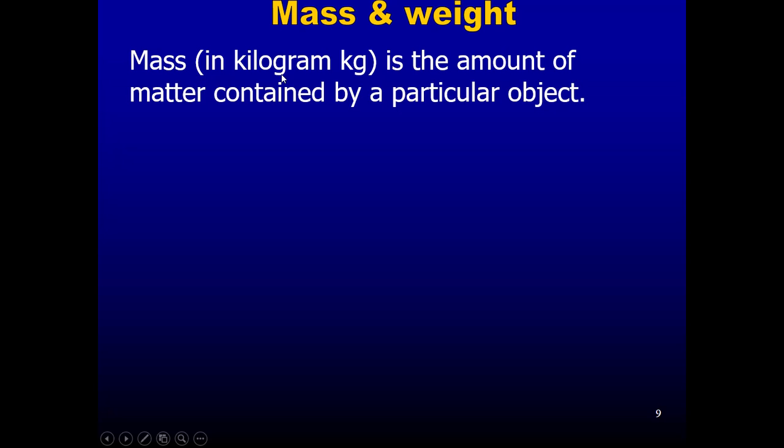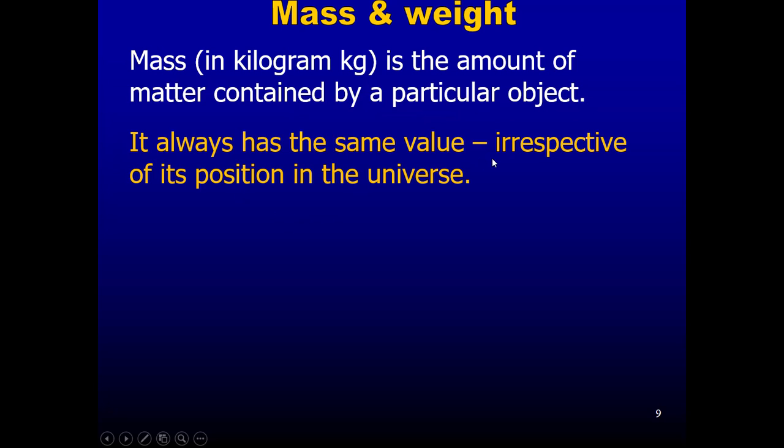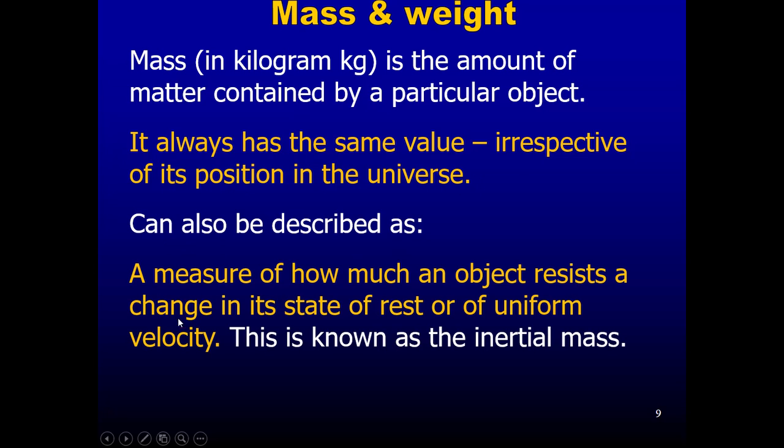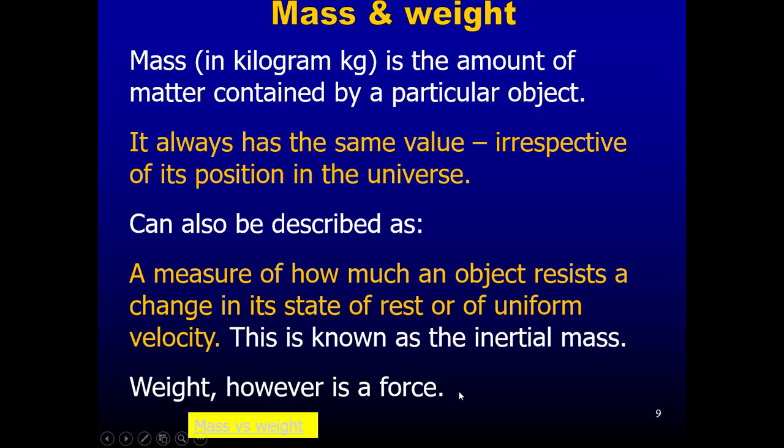Now, mass in kilograms is the amount of matter contained by a particular object. It always has the same value, irrespective of the position in the universe. It can also be described as a measure of how much an object resists a change in its state of rest or uniform velocity. This is known as the inertial mass. So the amount of stuff something is made of. Weight, however, is a force.